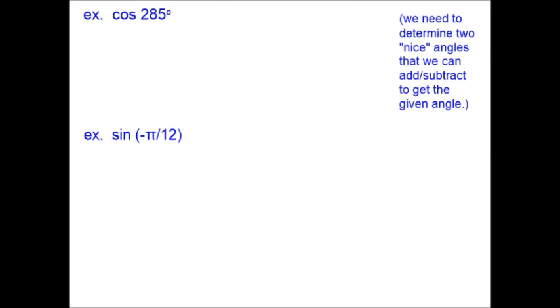Alrighty, let's move on to something where it's not quite so blatantly obvious staring us in the face what two angles to use. First of all, let's take one in degrees, cosine of 285 degrees. Well, now again, degrees are a little bit easier to kind of work with in your head. So I've got to split this, as it says over here, to determine two nice angles, so again, our unit circle values that we can add or subtract to get the given angle, because 285 certainly isn't one of the nice angle measures that we're usually working with.